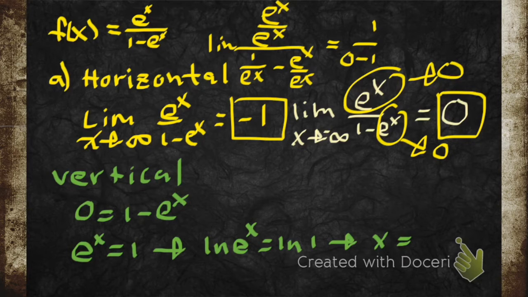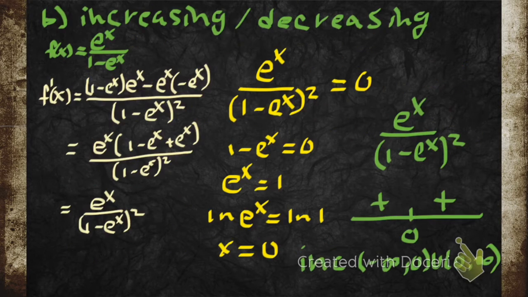Because you can never divide by 0. So we set the denominator equal to 0, bam, use logarithms, and the natural log of 1 is 0. So, we have a vertical asymptote at 0.